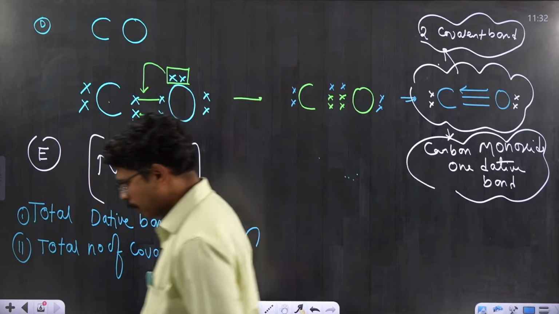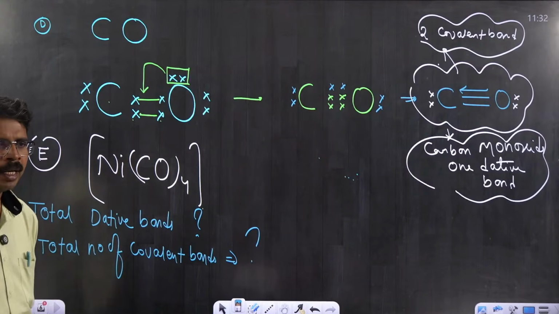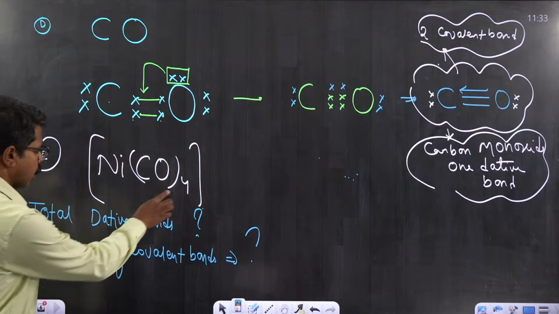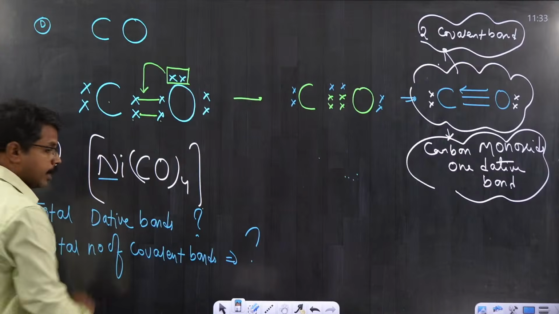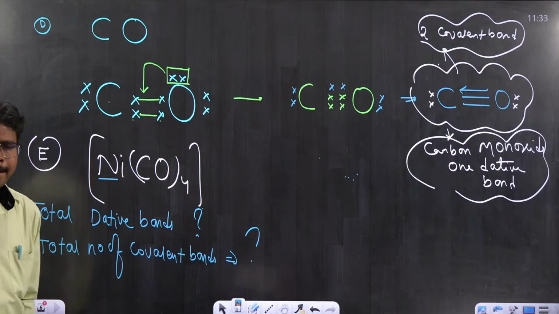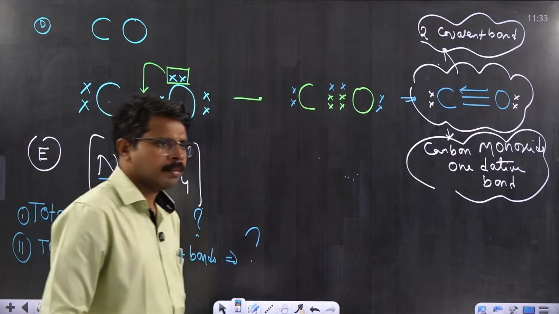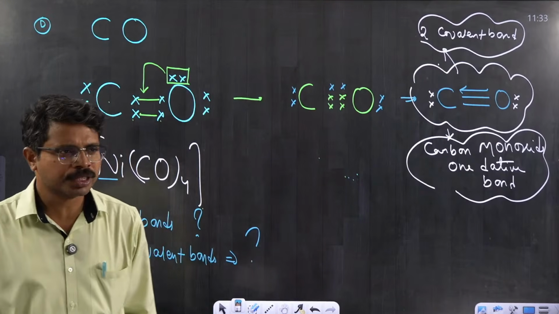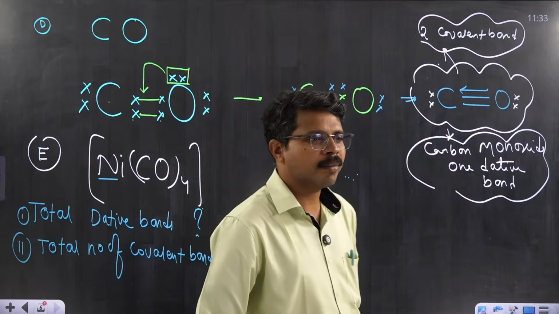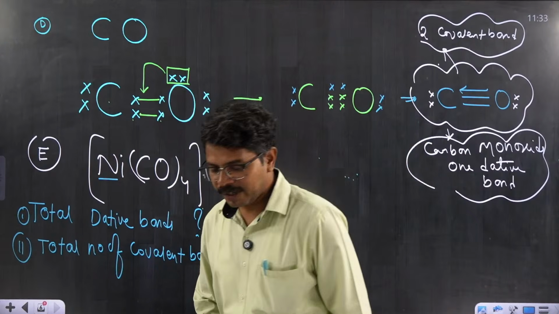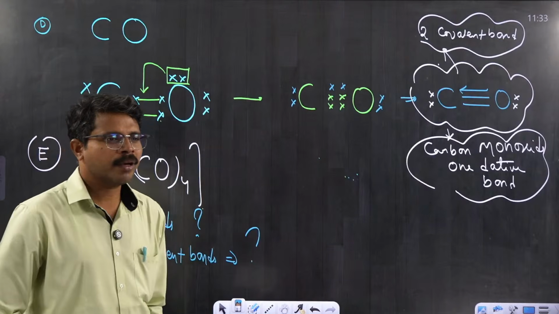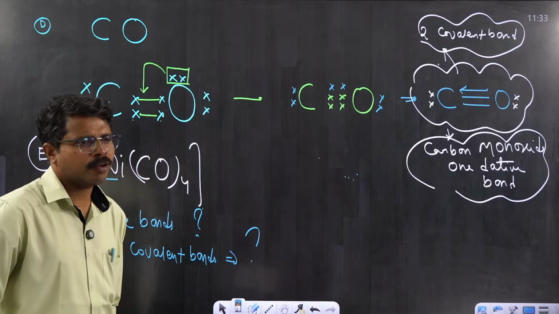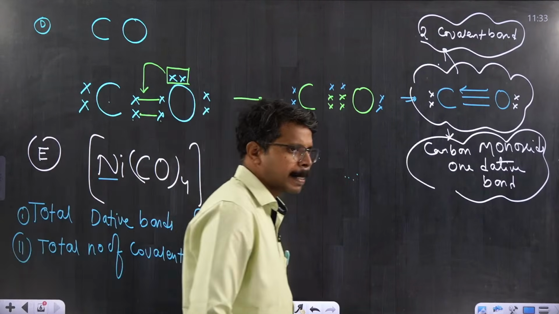I have carbon monoxide, 4 molecules I have given. These 4 carbon monoxide molecules are bonded to nickel. Okay. Answer please. Anyone, you can give the answer. It is a calculated question. You can count the total number of Dative bonds and covalent bonds in the given compound. Okay, people are giving answers. Some more responses, please.